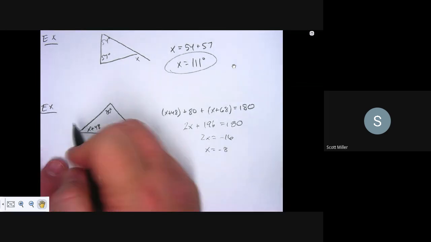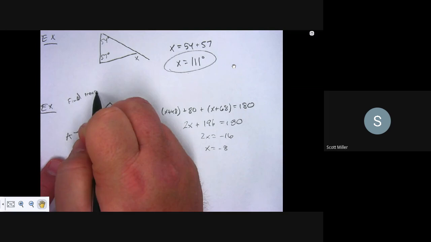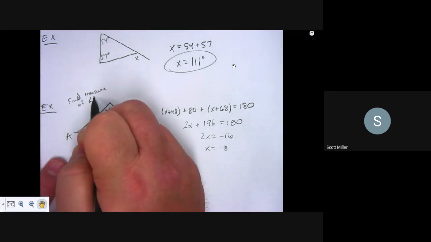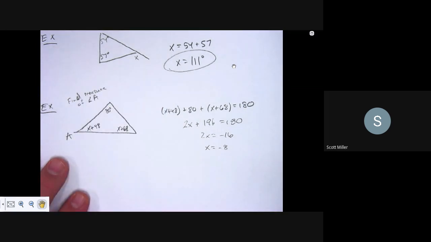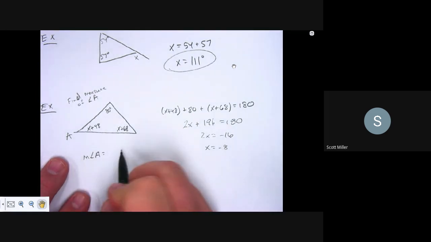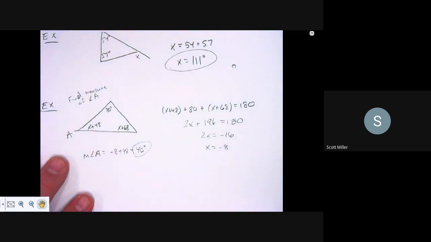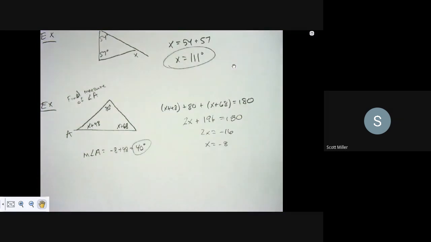And so the question I had over here, this was angle A, is find the measure of angle A. So if x is negative 8, then the measure of angle A is negative 8 plus 48, which is 40 degrees. And that's the way you can do one of those problems. You do more of these problems together in class, and so if you have any questions, make sure you ask.